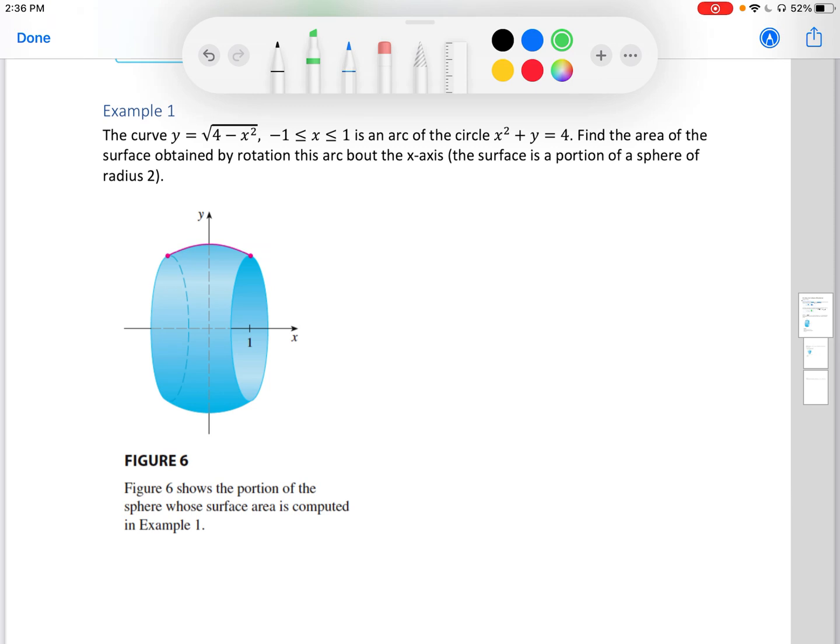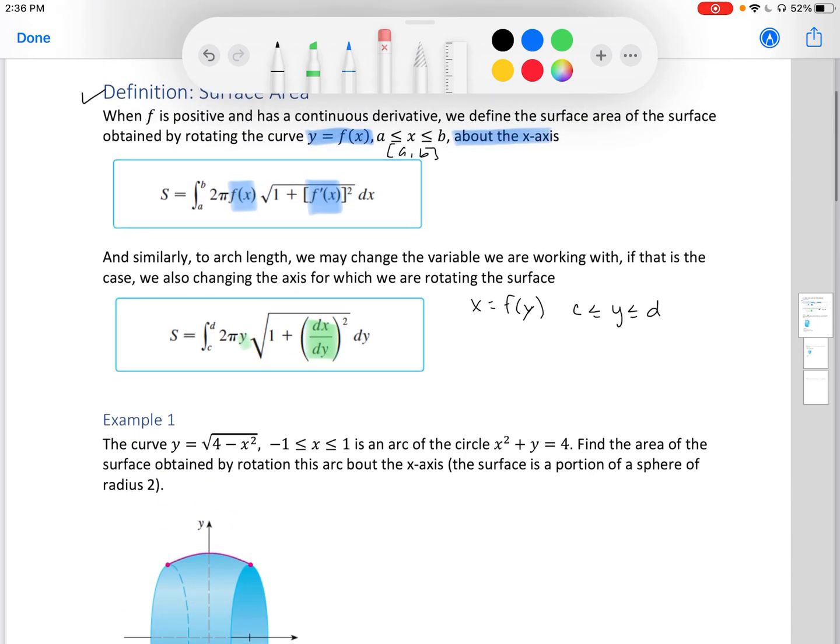The surface is the portion of the sphere of radius 2. So it's telling us the whole circle is the equation x squared plus y squared equals 4. But we only want this small portion. So don't let all these different equations kind of fool you. All right, so we have our formula right above.